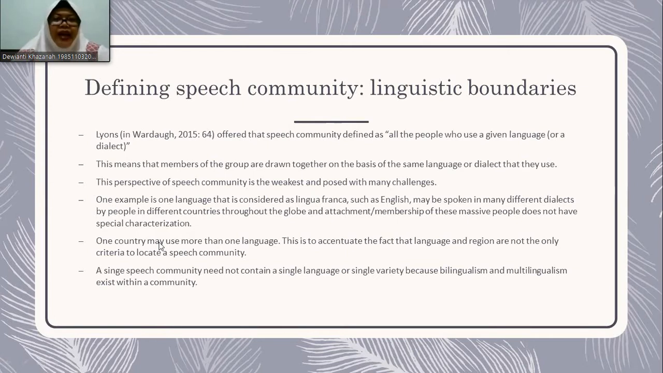Okay, so yeah, this means that the members of the group are drawn together, are bounded on the basis of the same language or dialect that they use. Now, this perspective cannot stand alone. It is the earliest perspective and it has been contested. It has been criticized.